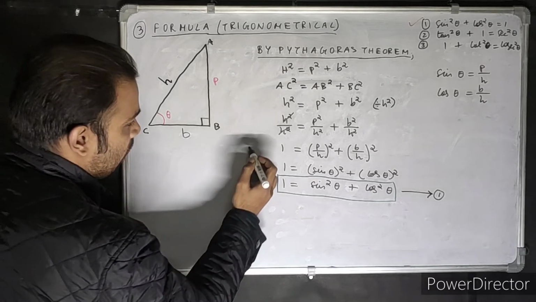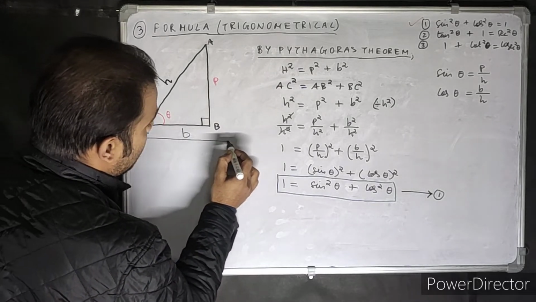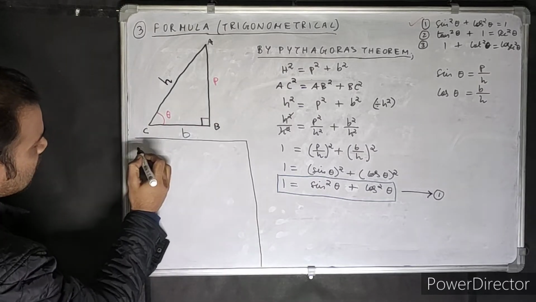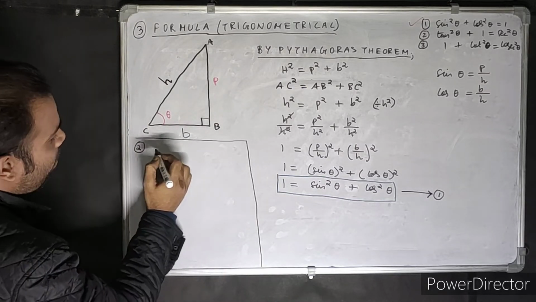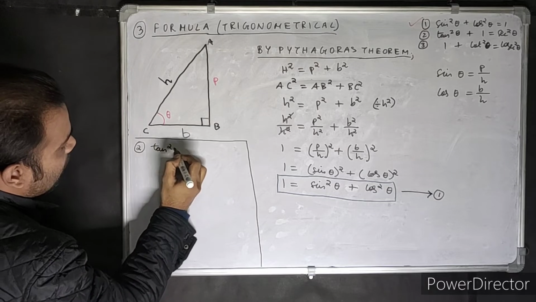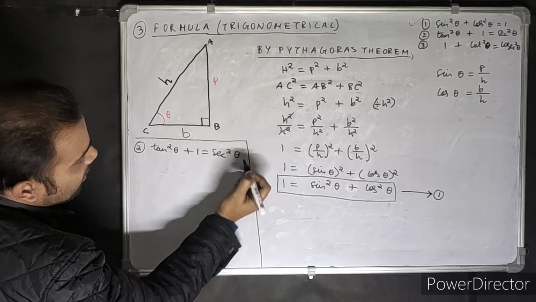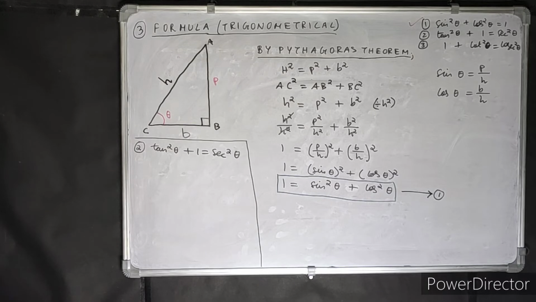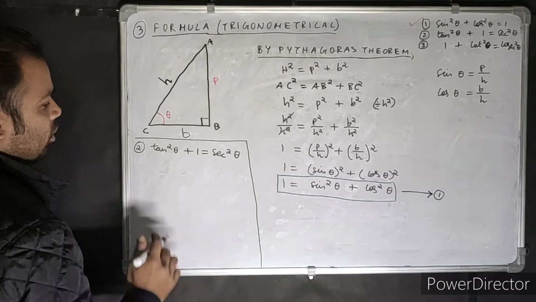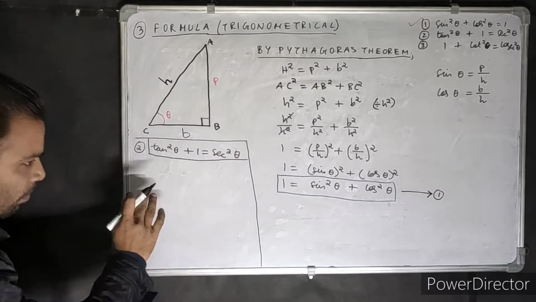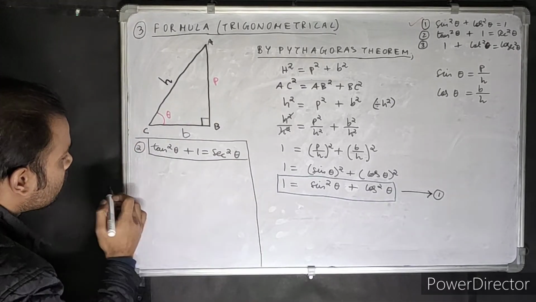So let's go on to the second one. I am going to fit it here only. So second one, that is tan square theta plus 1 is equal to sec square theta. Okay, this is what you have to prove. This is your second formula. So those of you who just want to learn it, write it like this. Don't have to see the proving. Proof.